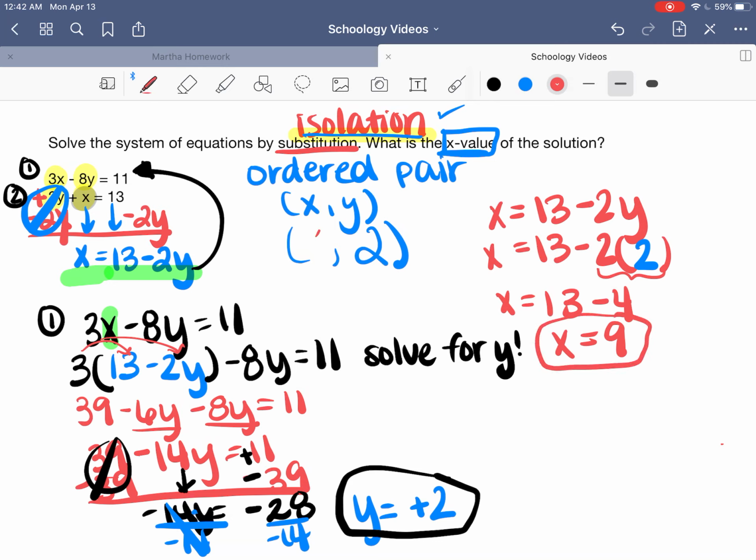So that means that my x of my coordinate pair is a 9. The x of my answer or my solution is 9. So when they ask me for what is the x value of my solution, you would pick the 9. Whatever answer choice has 9 as the answer choice. All right, so that's all you have to do to find your answer when you're substituting.